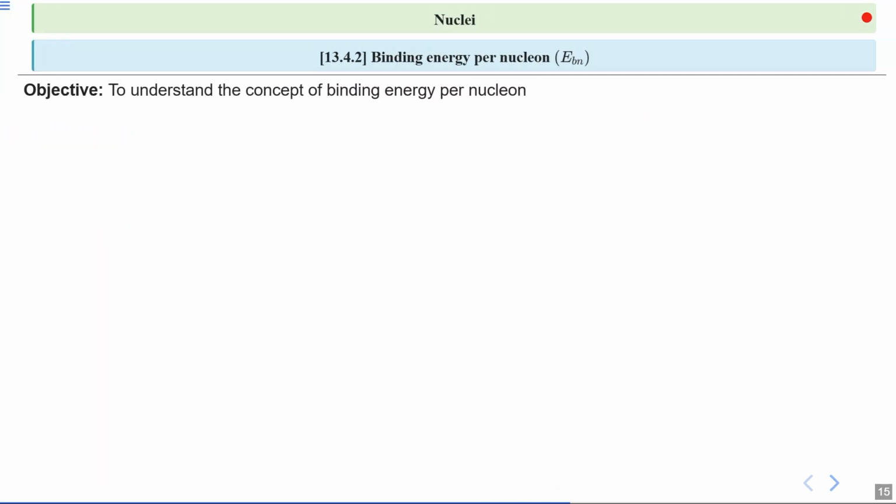Now let's take the example of oxygen-16 to calculate the binding energy per nucleon. So we see that the total binding energy for oxygen-16 is 127.6 mega electron volt. Binding energy EB is the energy required to break a nucleus into its individual protons and neutrons. For oxygen, mass number A is 16. Therefore, the number of nucleons is 16, A equal to 16.